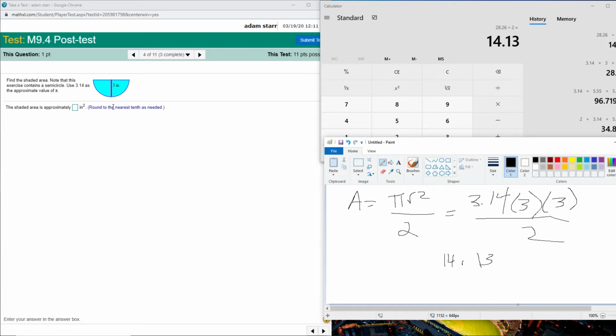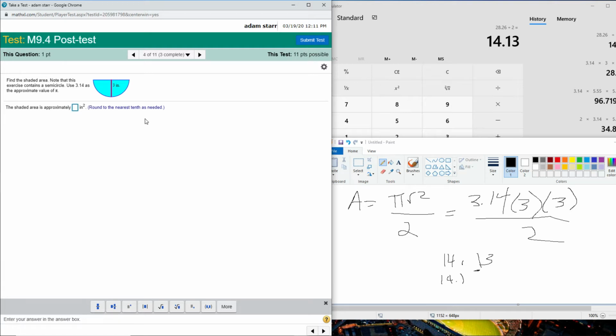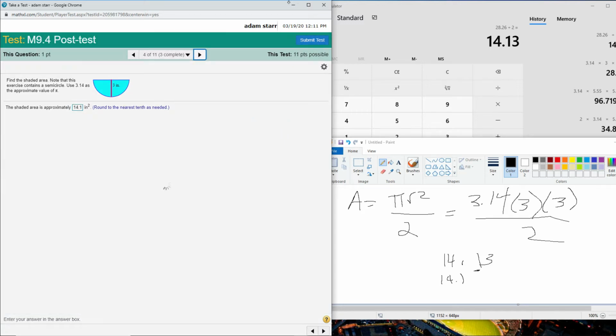14.13. It says round to the nearest tenth. So 1 is in the tenths place. The 3 tells me keep it as a 1. So 14.1 inches squared is the area of that semicircle. And the whole semicircle is shaded, which is why we're taking the whole area there.